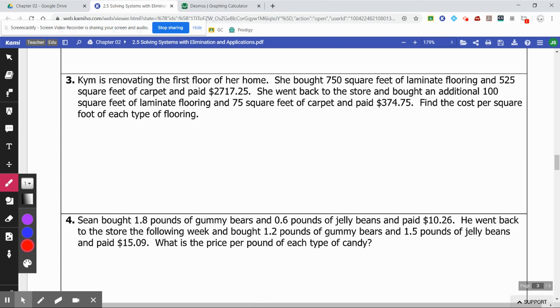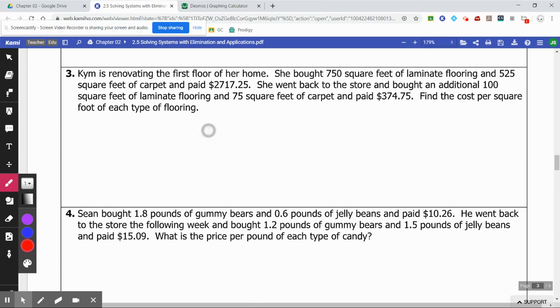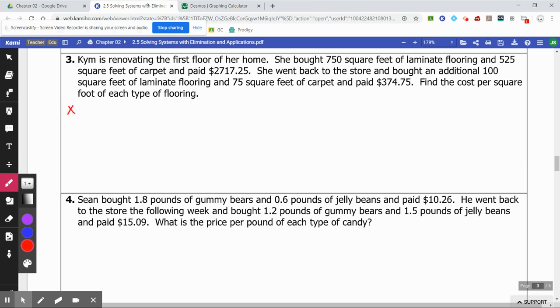She went back to the store and bought an additional 100 square feet of laminate for 75 and 75 square feet of carpet for 374.75. What is the cost per square foot of each type of flooring? So let's come over here and put X. We'll use X's and Y's just in case we need to graph it. X is going to be the cost of laminate, and we'll let Y be the cost of carpet.